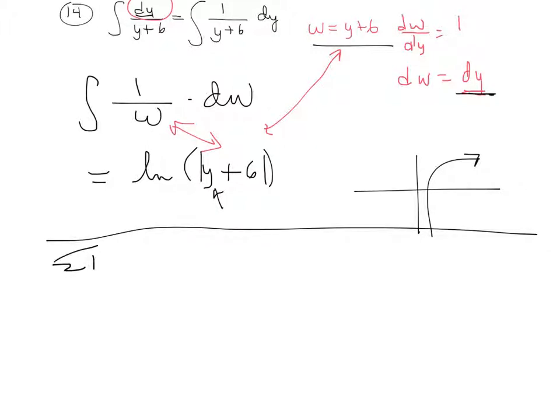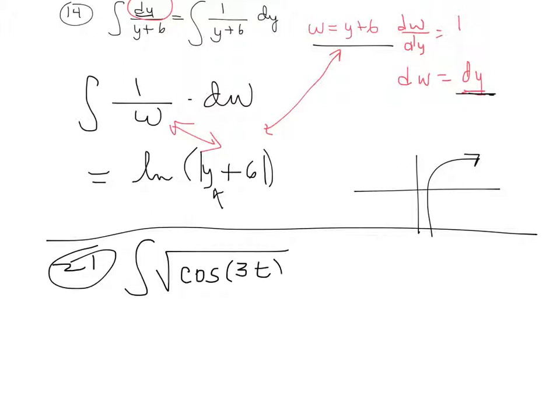All right. 21. Again, some of these I question. Why do I have them starred? But it could be that maybe you wouldn't be sure what to pick for your w or your u. So cosine 3t. Oh no, I do remember this one. Sine of 3t dt.